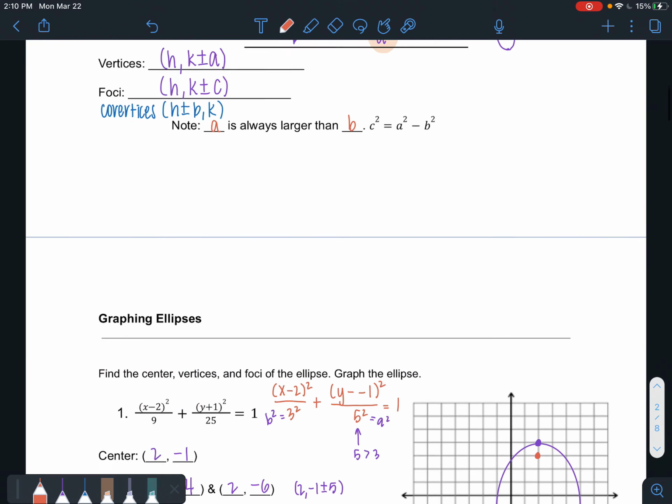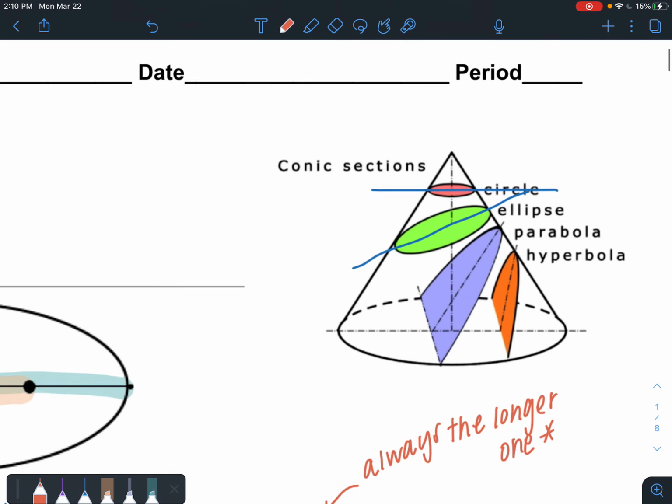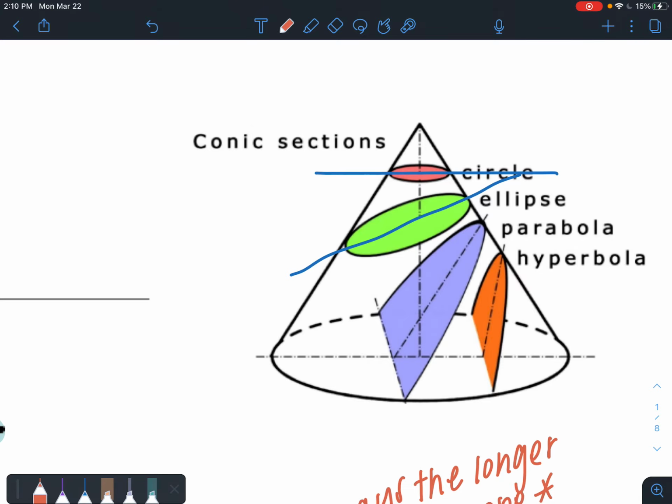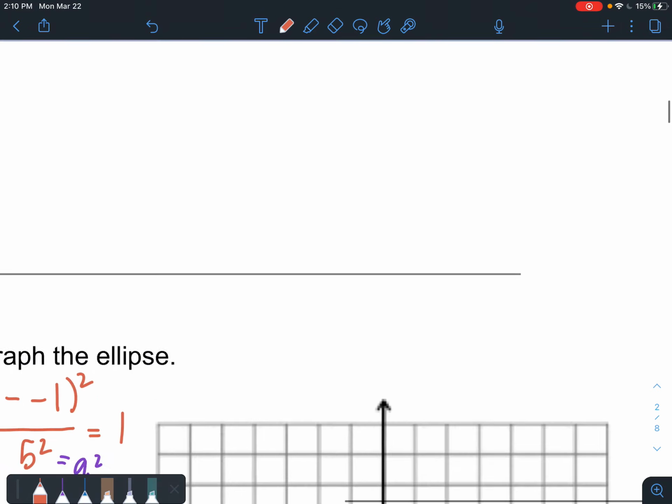So if you take a cone and cut it at an angle and it goes through the bottom, then you have a parabola.